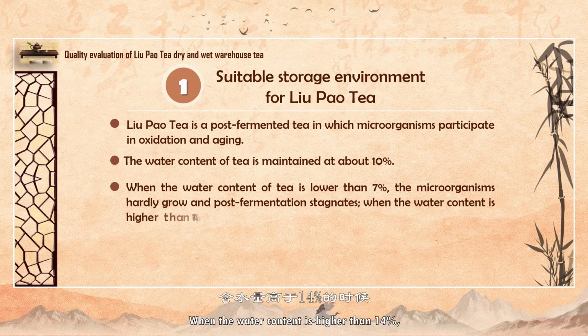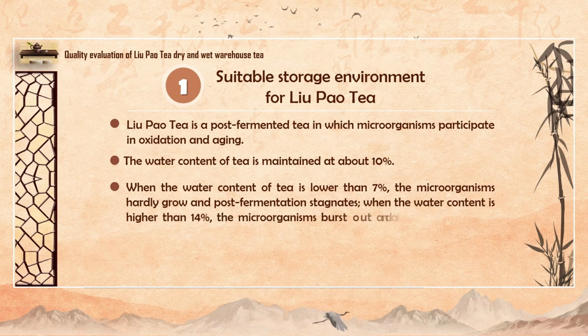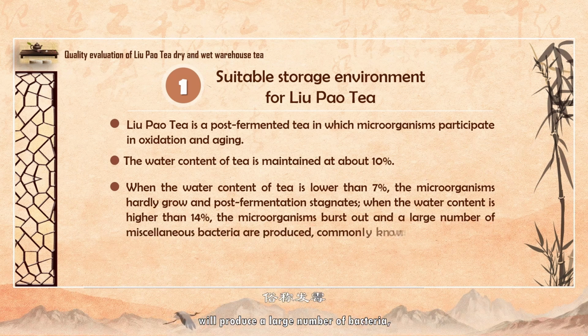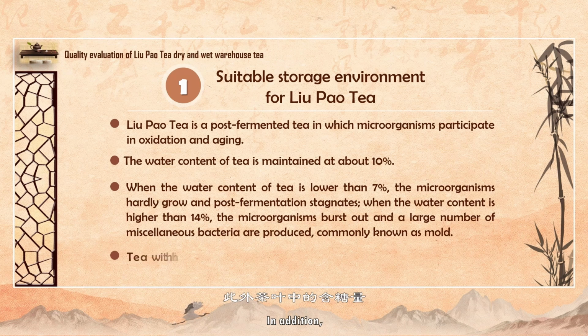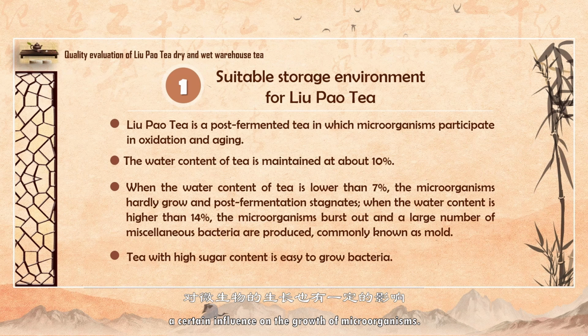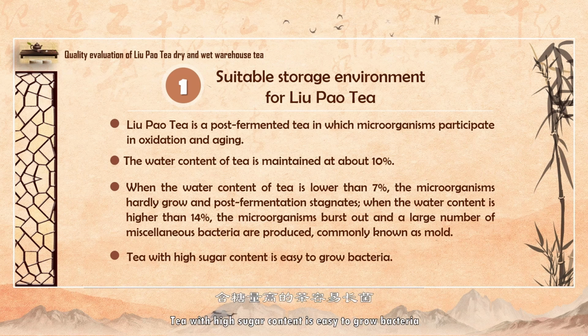When the water content is higher than 14%, a large number of microbial outbreaks will produce a large number of miscellaneous bacteria, commonly known as mold. In addition, the sugar content in tea also has a certain influence on the growth of the microorganisms. Tea with high sugar content is easy to grow bacteria.